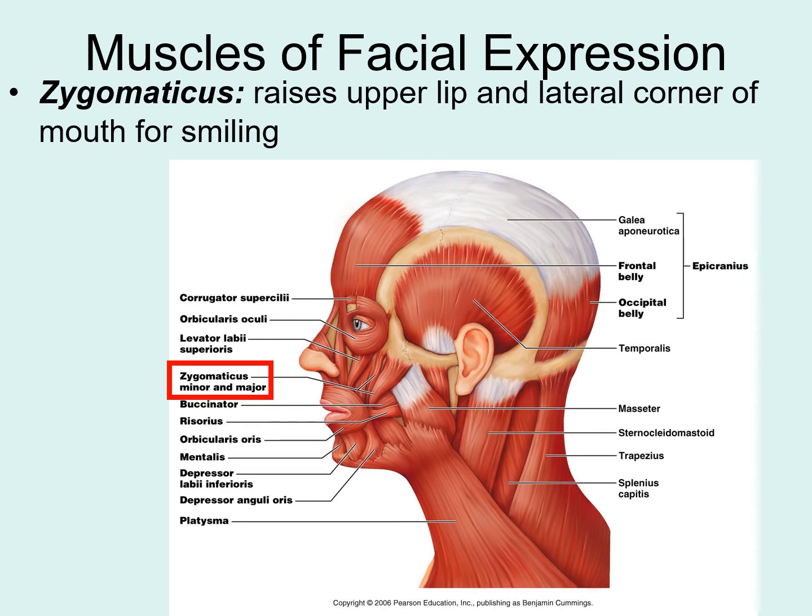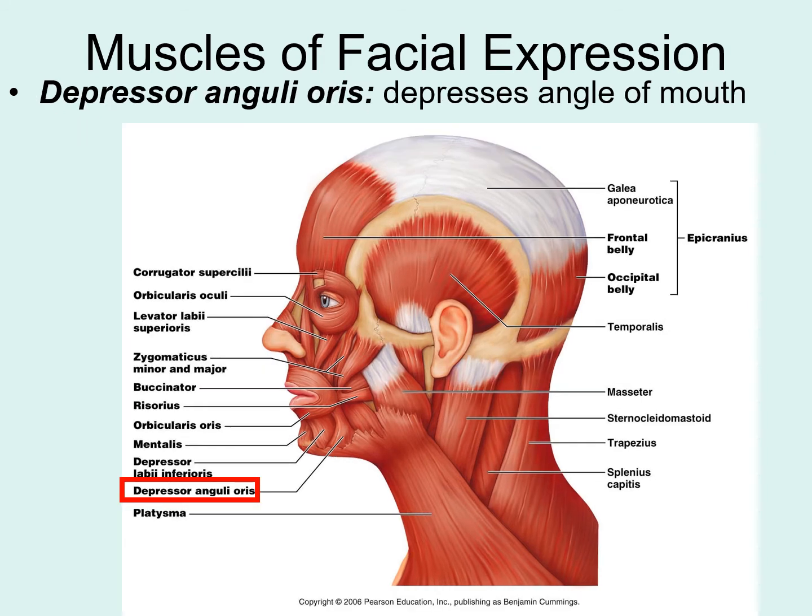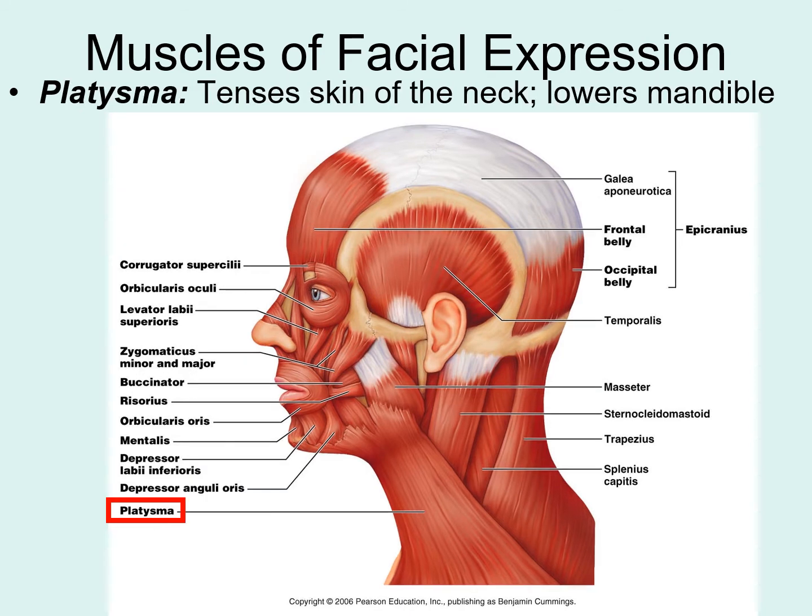Zygomaticus raises the upper lip and the lateral corner of the mouth for smiling. So hopefully that's one that's used a lot. Depressor anguli oris depresses the angle of the mouth, pulls it down. Platysma tenses the skin of the neck and lowers the mandible.